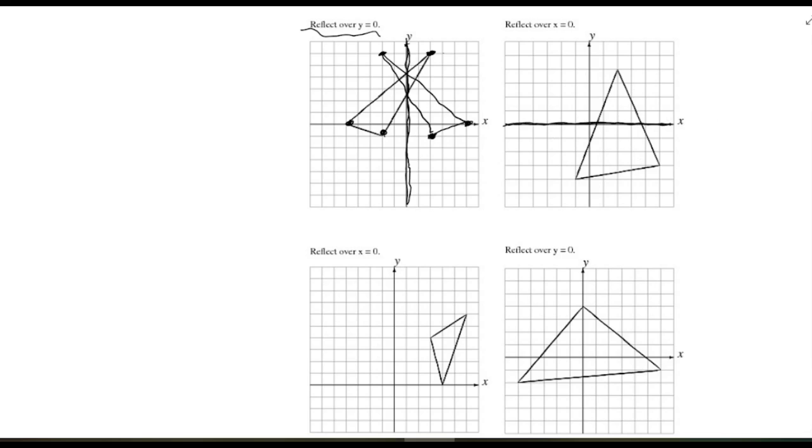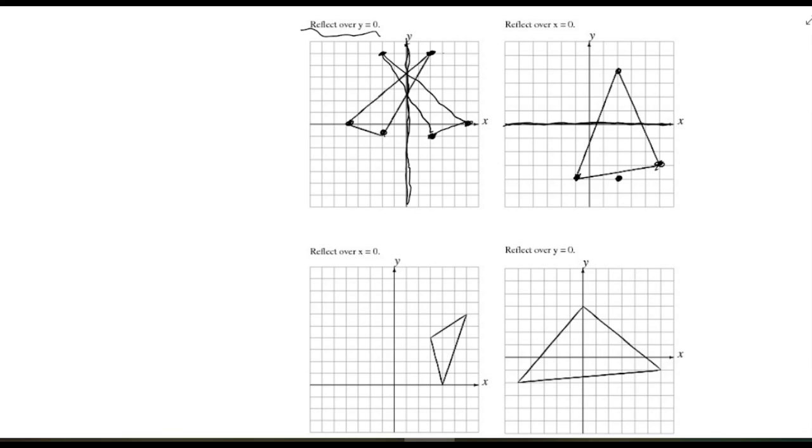So same process, right? We're going to find out how far each point is from the x-axis, and then we're going to count that many spaces away from it on the other side. So let's look at this top point right here. So it is 1, 2, 3, 4 spaces away from the x-axis. So we'll count away 1, 2, 3, 4. That's our new point.